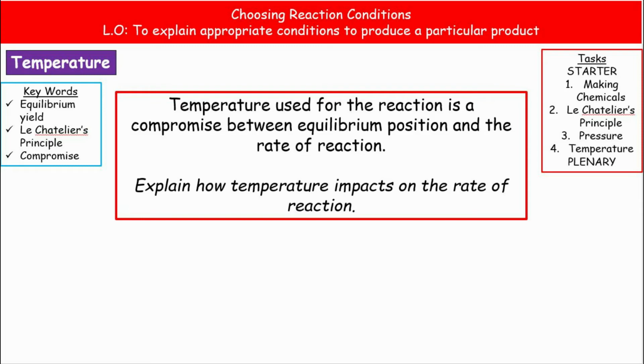So once more, what we're going to find is that we're going to have a temperature that we're using in this reaction as a compromise. And the compromise we're going to make as far as temperature is concerned is between the equilibrium position and the rate of reaction. So write down the top sentence for me and then have a go at answering the question underneath. Explain how temperature impacts the rate of reaction.